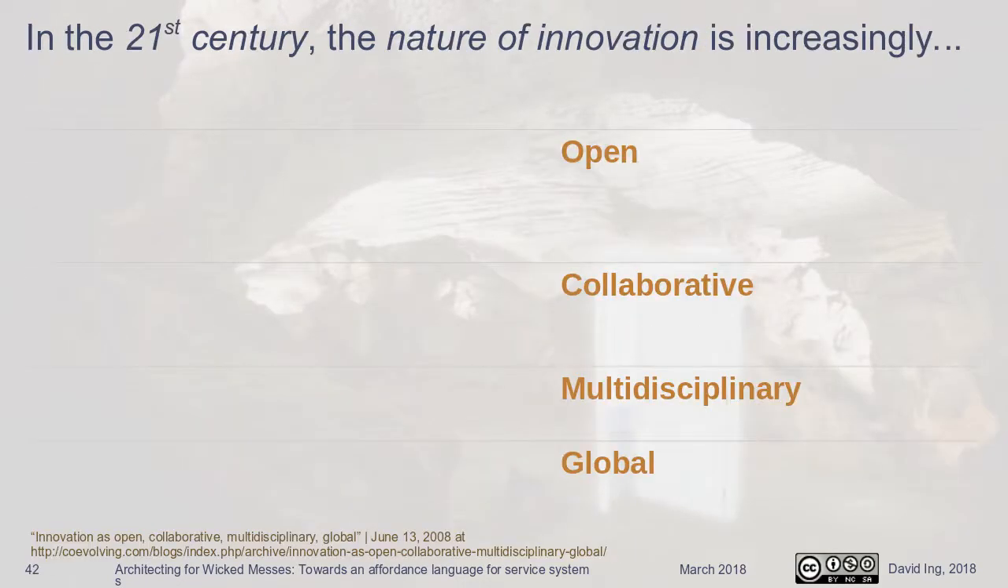Now, at IBM, around 2006, there's an idea that the nature of innovation had changed. I worked for IBM for 28 years, and around 2006 we all had a mantra: the nature of innovation is now open, collaborative, multidisciplinary, and global. Okay, well that's great, but what does that really mean? Because I didn't know. So let's look at it this way.